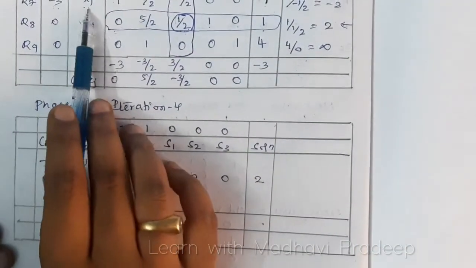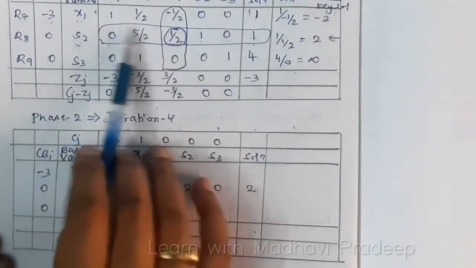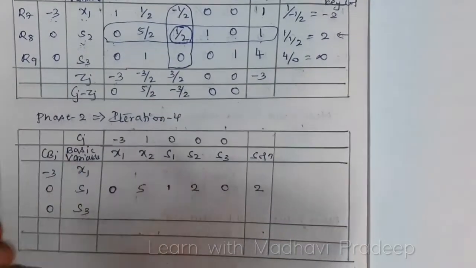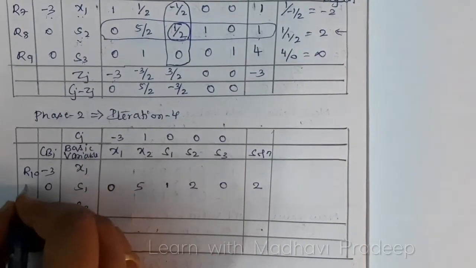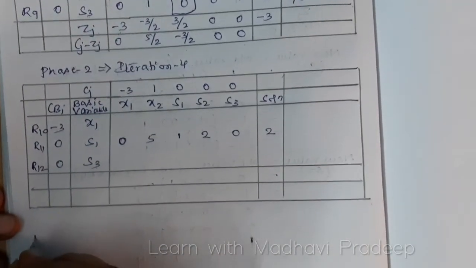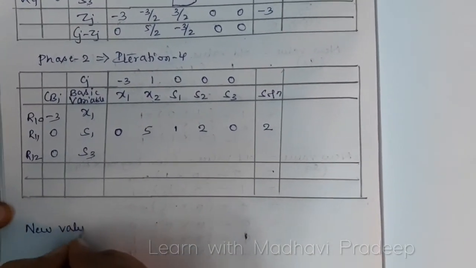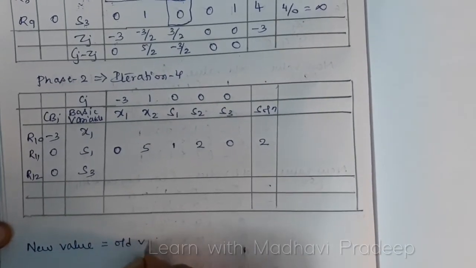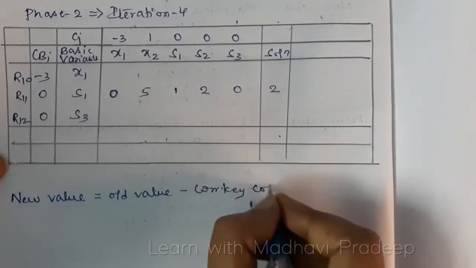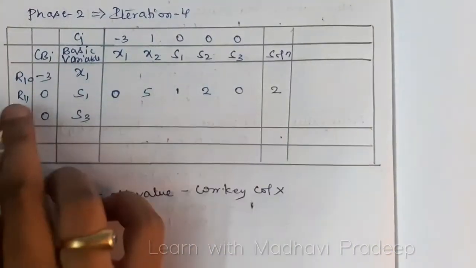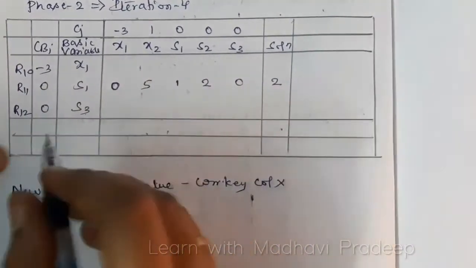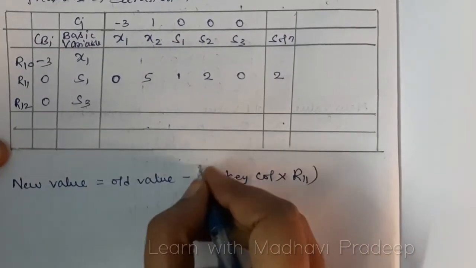Now we need to find the rows for x1 and s3. For that we are going to use the formula. So name these rows also. In the previous table we named up to R9, so name these as R10, R11, R12. Now let us write down the formula: new value is equal to old value minus corresponding key column value into the new row. Which row have we found the new value for? For the R11 row only. So write R11 in the formula.